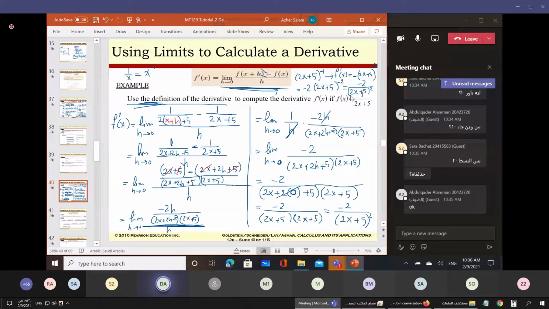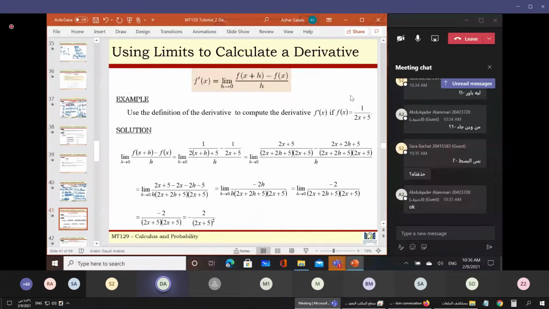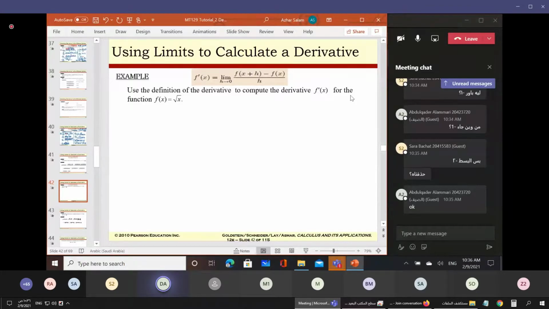Okay? This is how to differentiate rational functions. This is the solution in the slide. Now we talked about a polynomial, which was a squared, and we talked about a rational function. It remains to find the derivative for a square root function, and this is the simplest one, which is the square root of x.